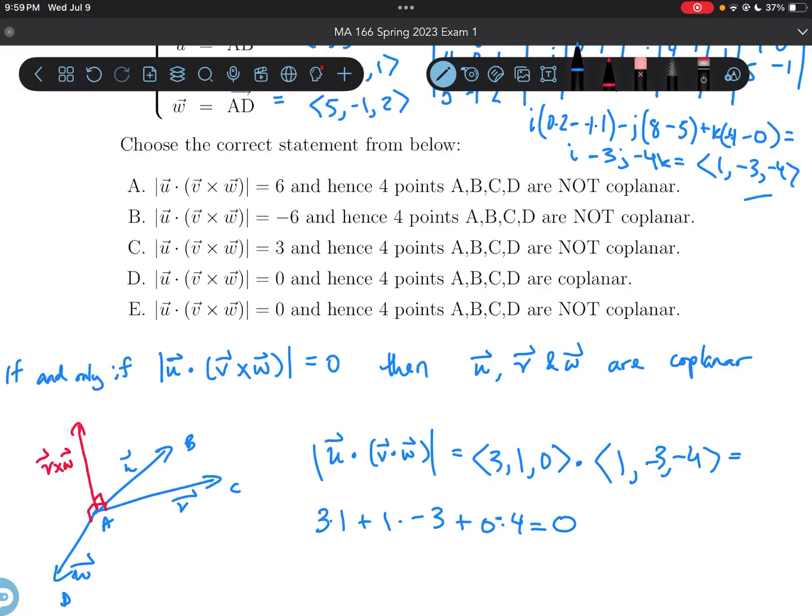So since the value of u dot v cross w is equal to 0, we know that the answer has to be D or E. And according to our theorem over here, if the dot product is 0, then the three vectors are coplanar. And if the three vectors are coplanar, that means A, B, C, and D are also coplanar. So the final answer to question number 5 is D.